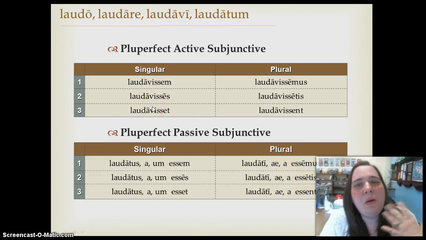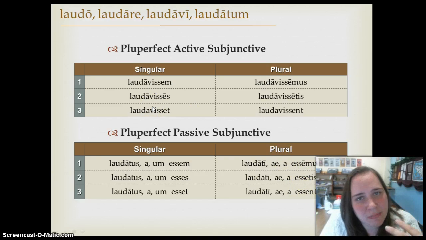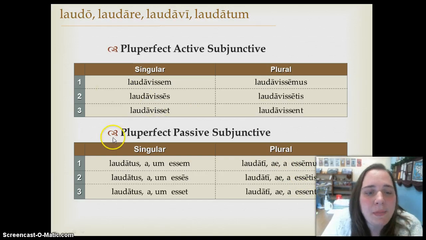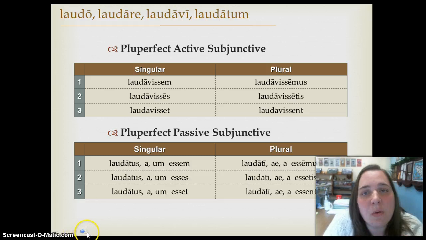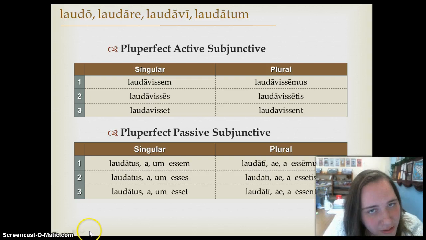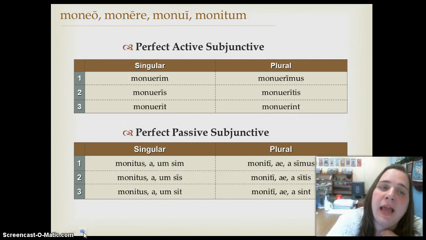Okay? Now, the best way for you to start memorizing these is to keep writing out the pattern. I am going to quickly flip through the rest of the conjugations, but I want you to have these in your notes. So make sure that you write these out in your notes, and be prepared to show them to me tomorrow.